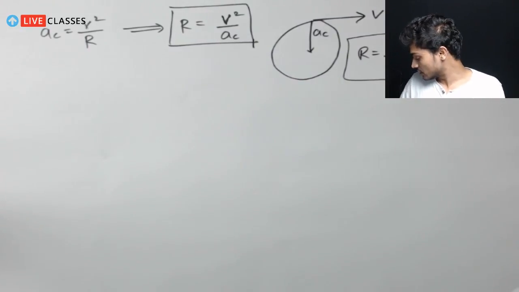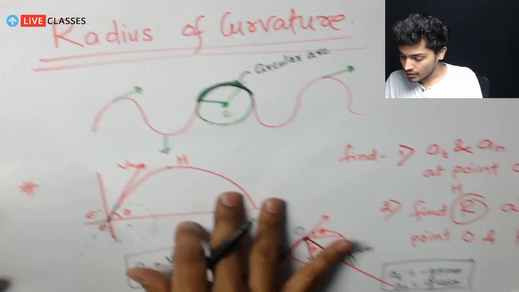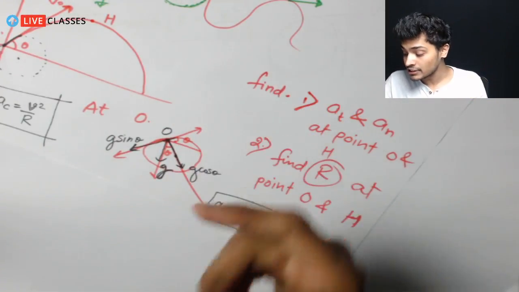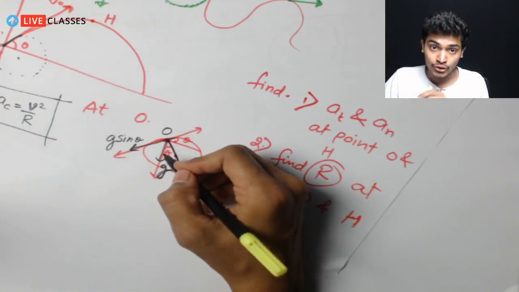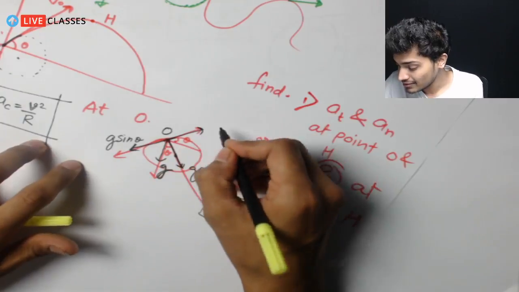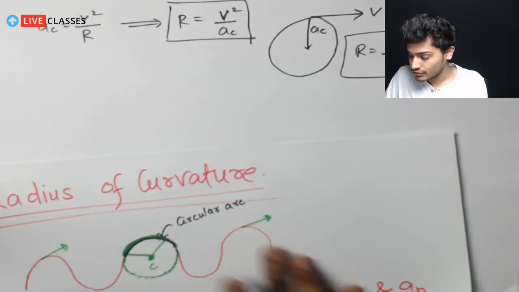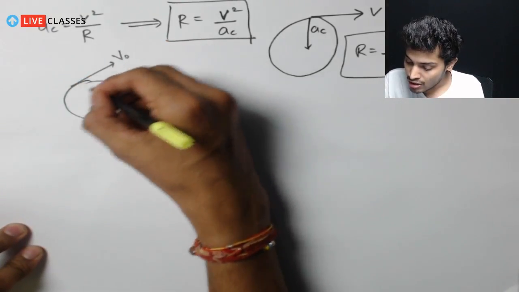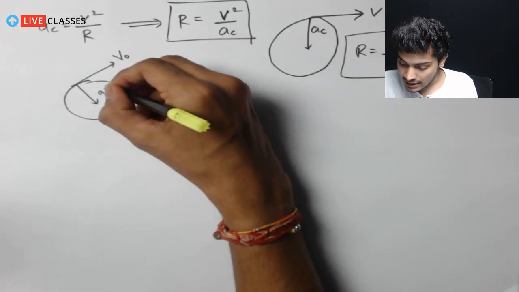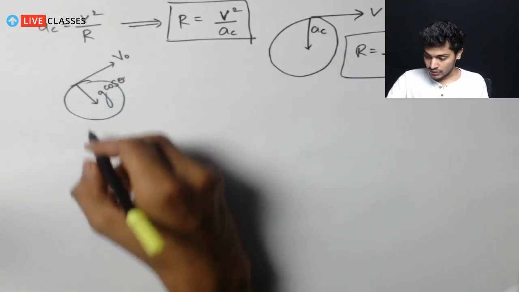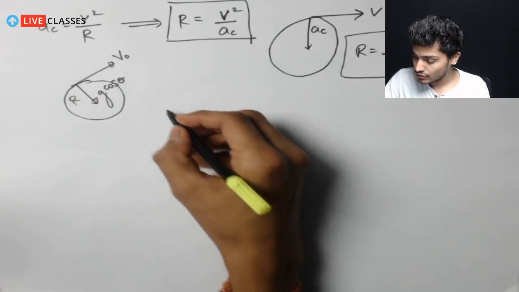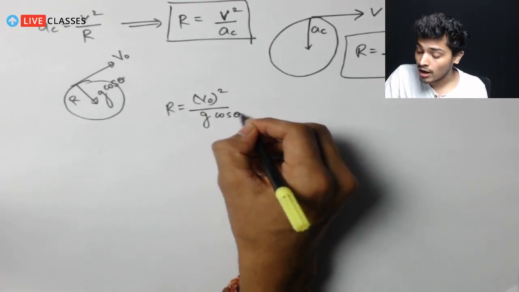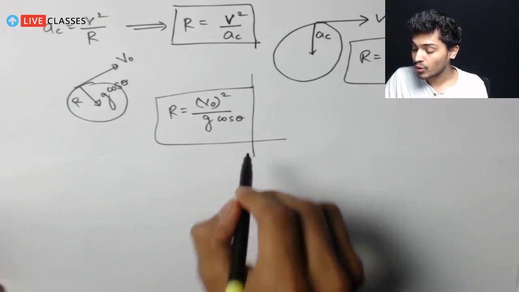So here also in projectile, at point O we can see what is the acceleration which is acting towards the center. It is G cos theta, and what is the velocity at point O? It is V naught, right? So in our situation we have V naught, and along the center it is G cos theta, which is acting towards the center. Now we have to find the radius of curvature. So radius of curvature will be V naught square by G cos theta. This will be our radius of curvature at point O.